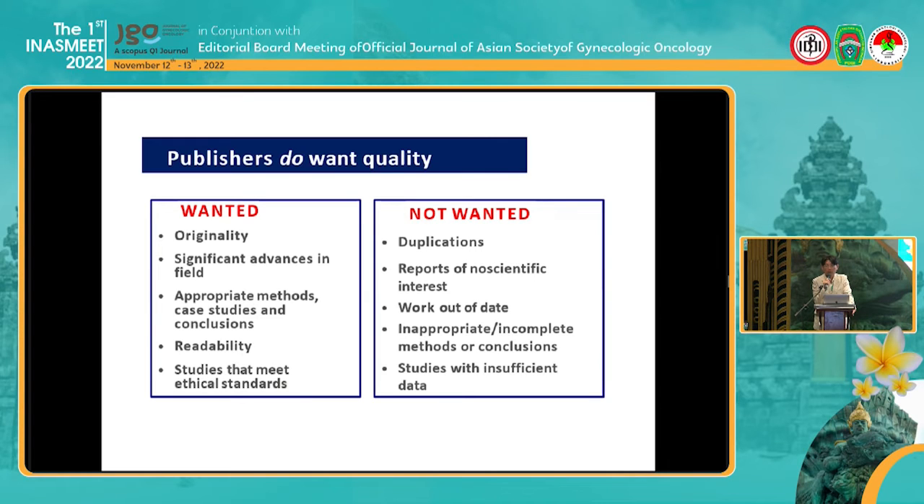So in summary, publishers do want quality. They want originality, significant advance in the field, appropriate method, case studies and conclusion, readability, and studies that meet ethical standards. And publishers do not want duplication of manuscripts, reports of non-specific interest, work out of date, inappropriate or incomplete method or conclusion, and studies with insufficient data.